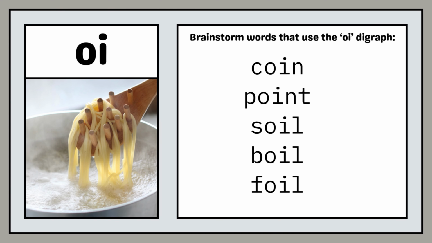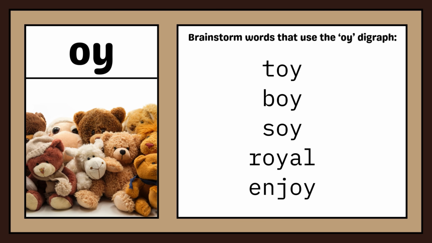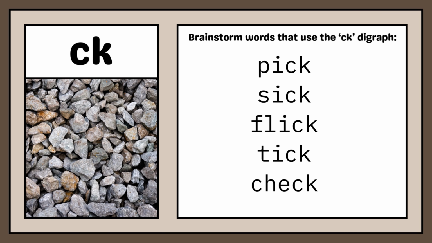OI says oi as in coin, point, soil, boil, foil. OY says oi as in toy, boy, soy, royal, enjoy. CK says k as in pick, sick, flick, tick, check.